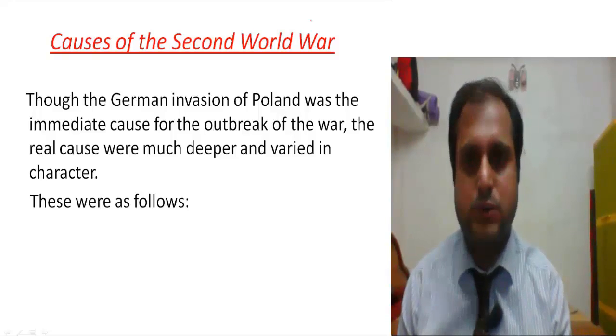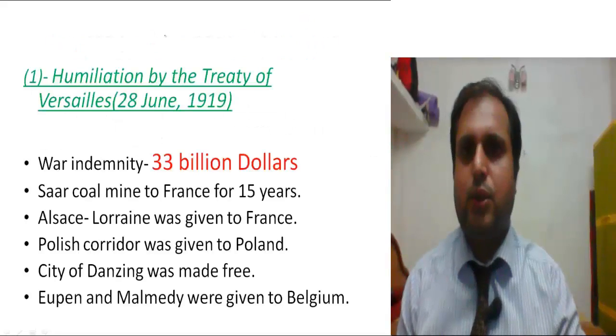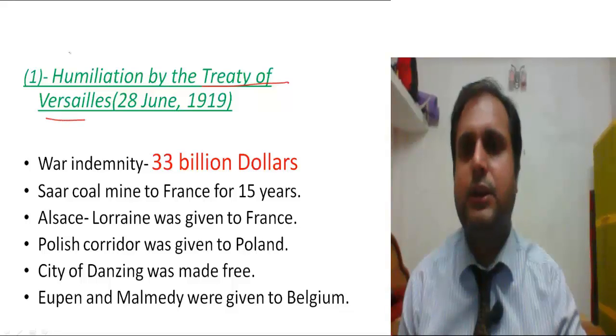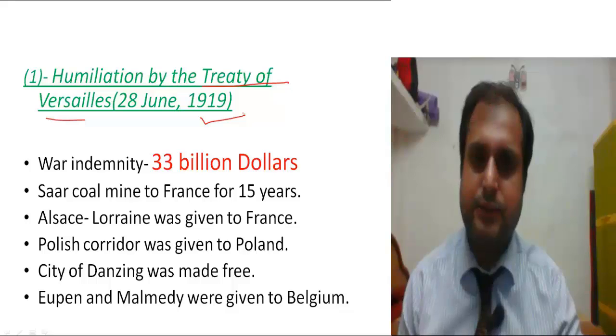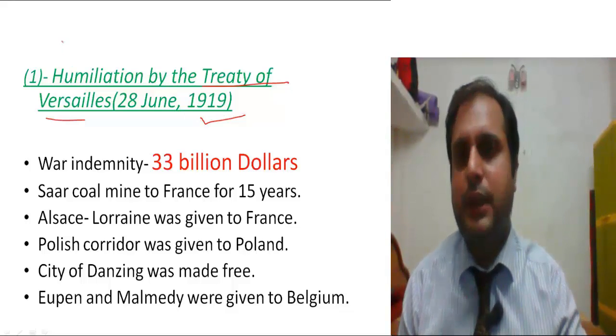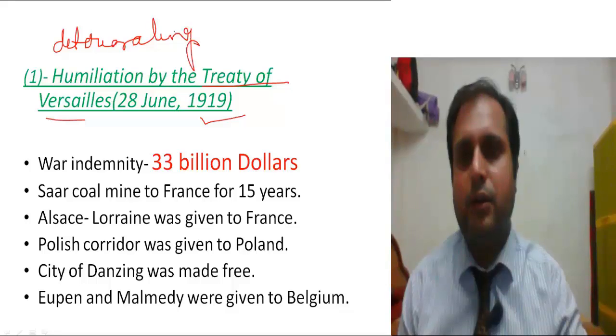If we talk about the causes of the Second World War, the first is the humiliation of Germany in the Treaty of Versailles. After the First World War, the Treaty of Versailles was signed. The Treaty of Versailles was mainly humiliating and deteriorating for Germany.